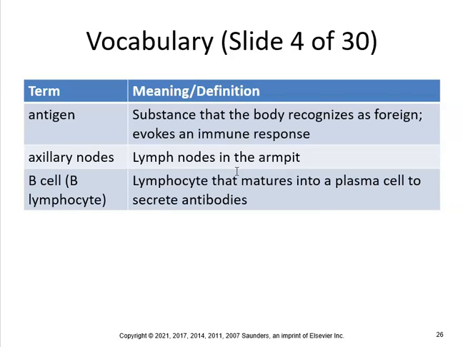Axillary nodes are lymph nodes in the armpit. A B cell is a lymphocyte that matures into a plasma cell to secrete antibodies. Now again, antibodies will fight off the antigen. So this is just vocabulary that you need to memorize.